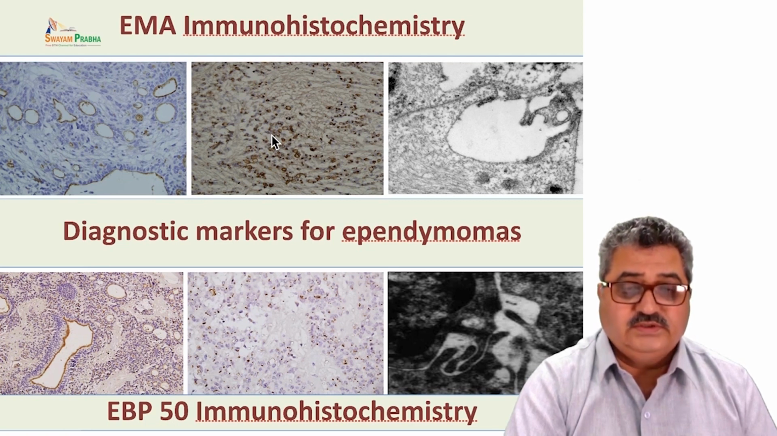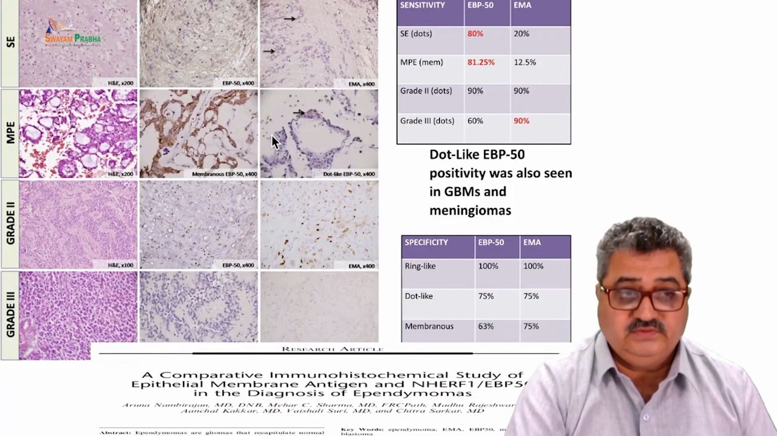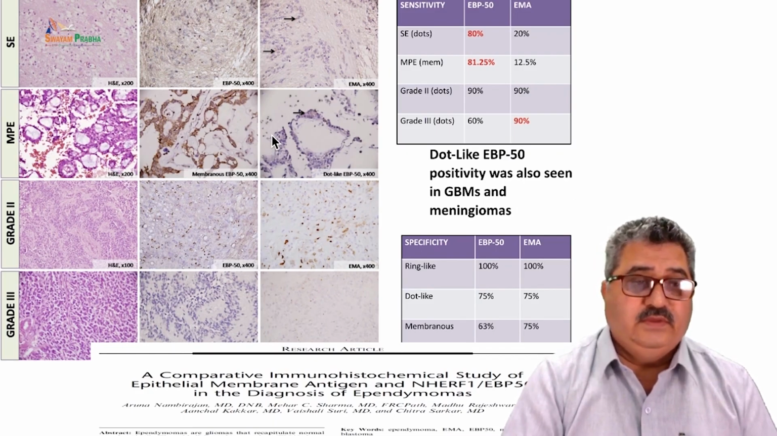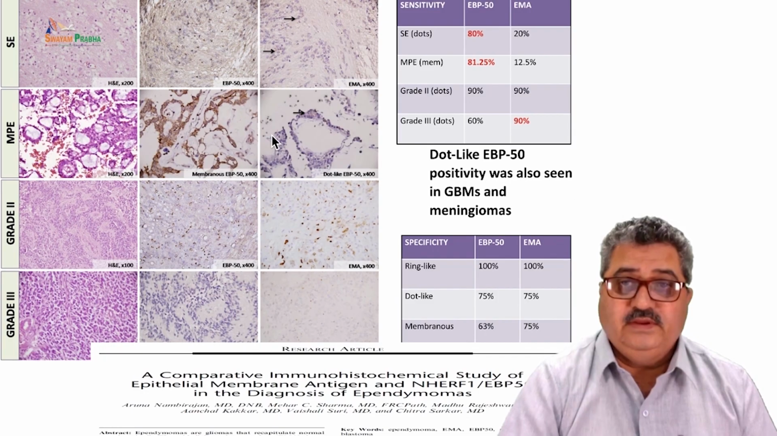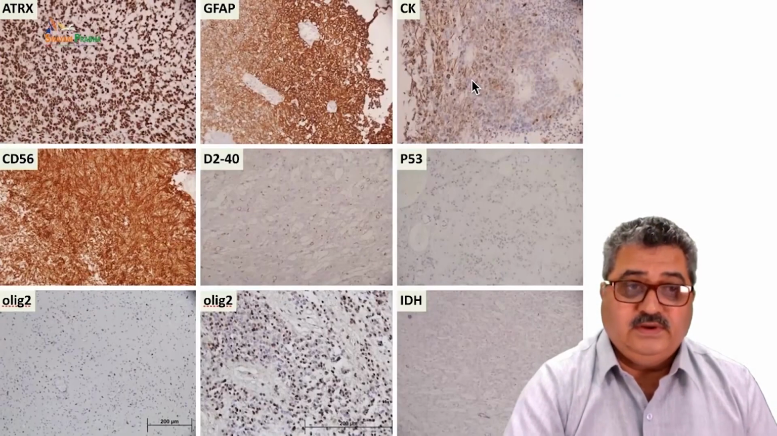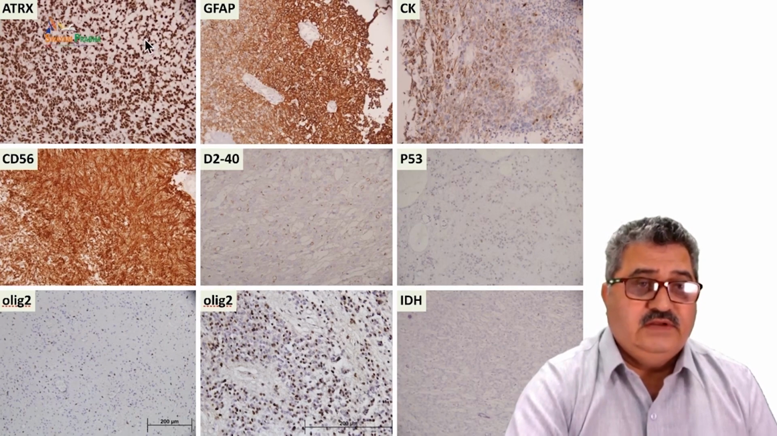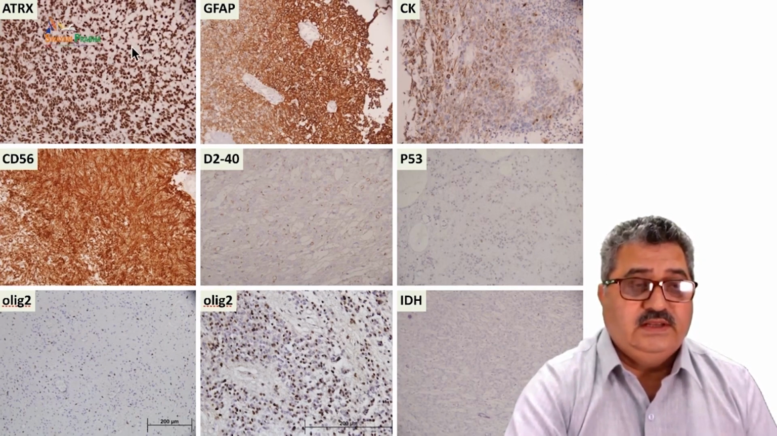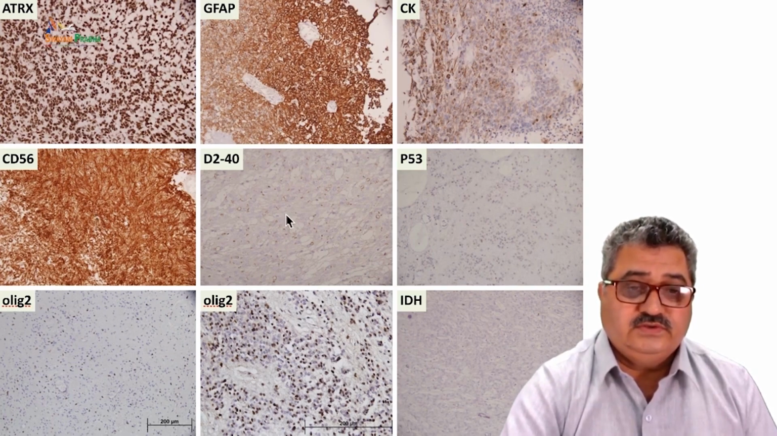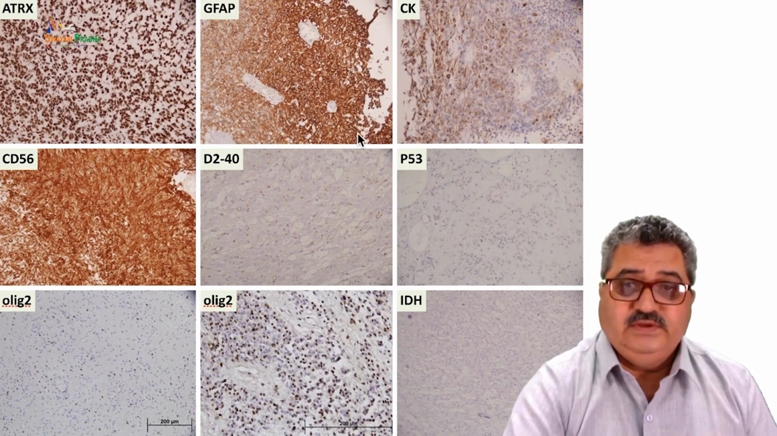Rarely this ring-like or dot-like positivity can be seen in some GBMs and in meningioma, so one should be very careful. We compared the positivity of EBP50 and EMA, and we found that EMA is better for higher grade and EBP50 is better for lower grade ependymoma. The other markers which can be helpful in the diagnosis are ATRX, which is intact as compared to astrocytic tumors, CD56 positivity, D2-40 positivity, which also shows dot-like positivity, and GFAP.